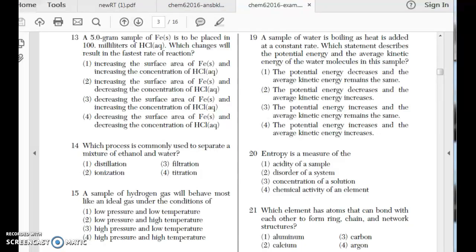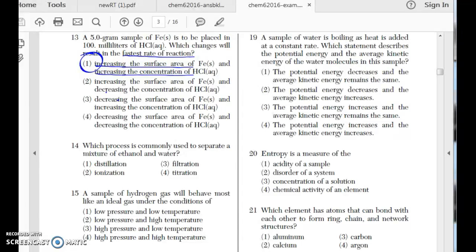Fastest rate of reaction is all about getting the greatest number of collisions. Remember, how do I get the greatest number of collisions? Well, I can increase the surface area and increase the concentration. I think we just happen to have hit the correct answer. Decreasing the concentration decreases reaction rate, decreasing surface area decreases reaction rate.